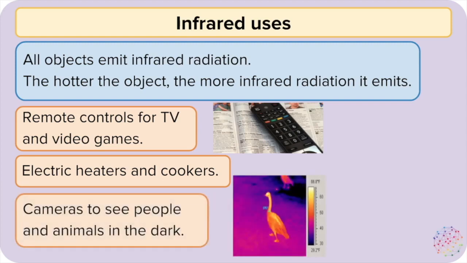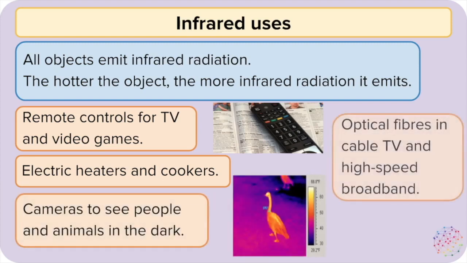You can further use infrared cameras to see people and objects in the dark. And finally, optical fibers in communication systems usually use infrared radiation instead of visible light. This is because infrared radiation is absorbed less than visible light in glass fibers.